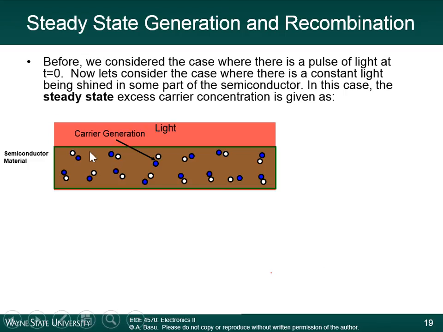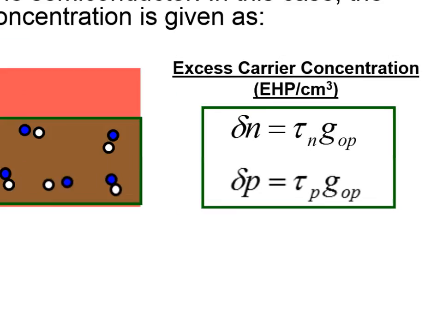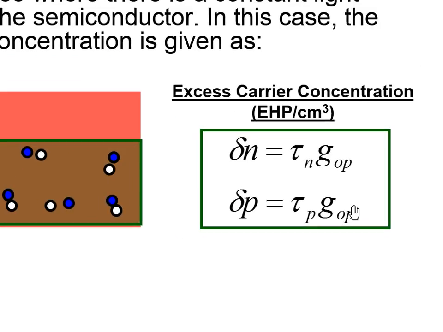Right, so the steady state carrier concentration is given by this formula here. Δn is equal to τn times GOP. Δp is equal to τp times GOP. So what are these things? Δn is the excess electron concentration. Notice that this is no longer a function of time. It's the carrier lifetime, the electron lifetime, τn, multiplied by GOP. GOP is the rate of excess carrier generation. It's given in electron-hole pairs per centimeter cubed per second.